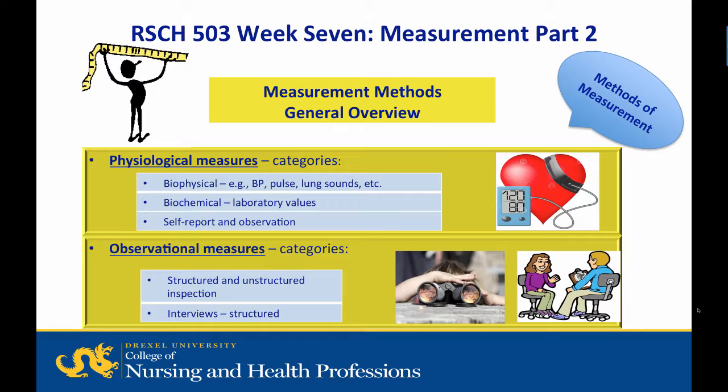There are several methods to obtain information in research studies. The first is physiologic measures, including biophysical measurements such as pulse, blood pressure, lung sounds, etc., and biochemical measurements which include, for example, laboratory values. Physiologic information can also be obtained by observational means and self-report.